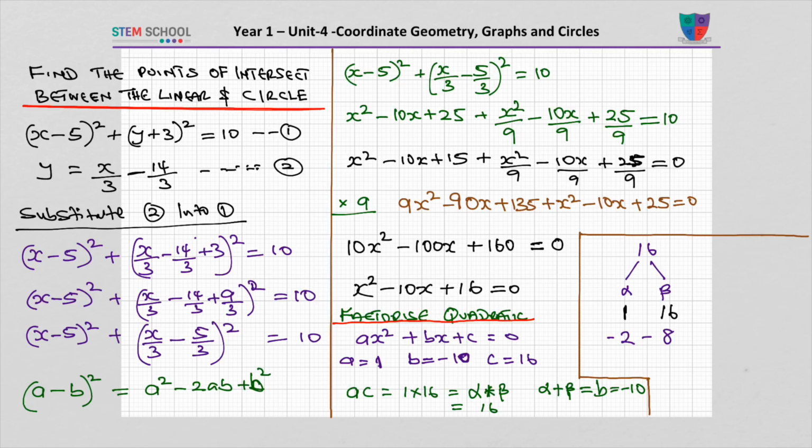All I now need to do is put x here and put x there, and that should equal minus 10x. So I'm going to replace minus 10x with minus 2x minus 8x. So I've got x squared minus 2x minus 8x, which gives minus 10x, plus 16.